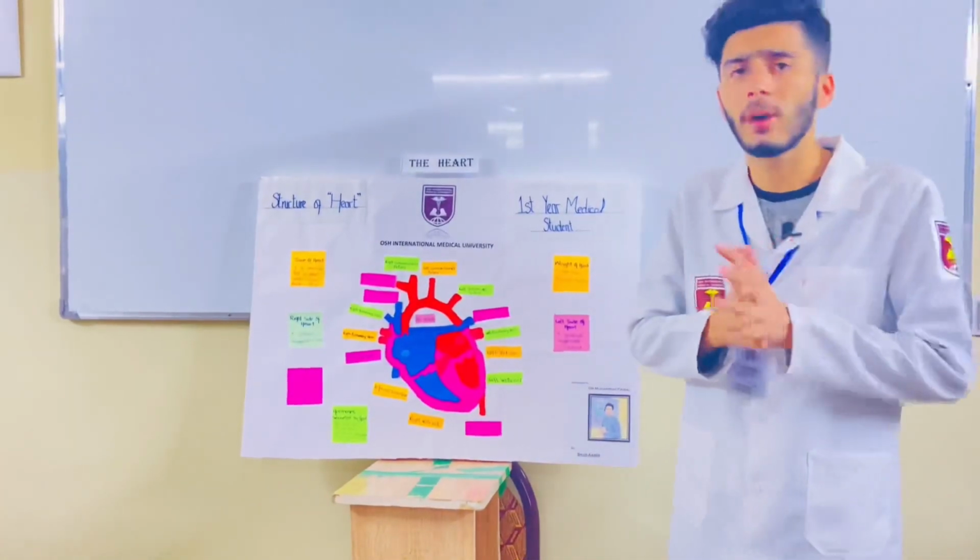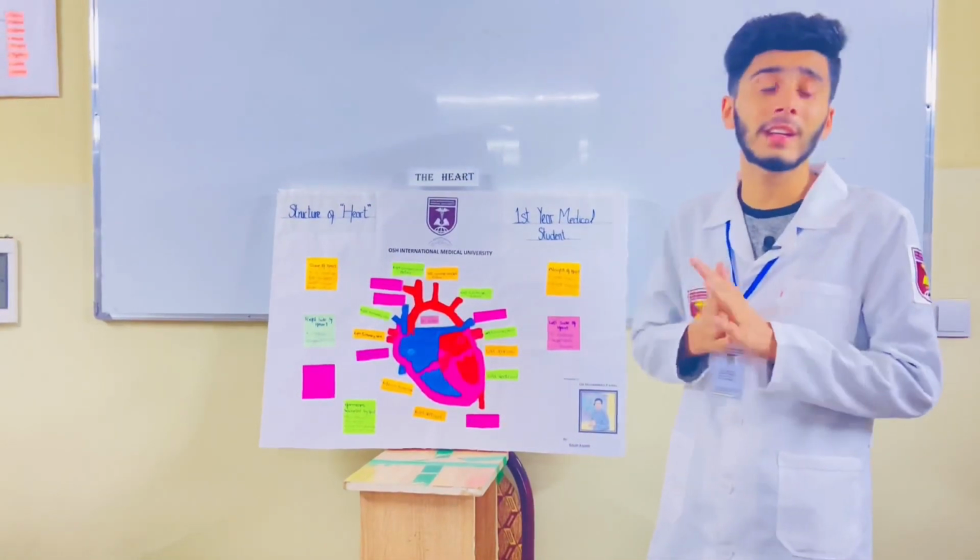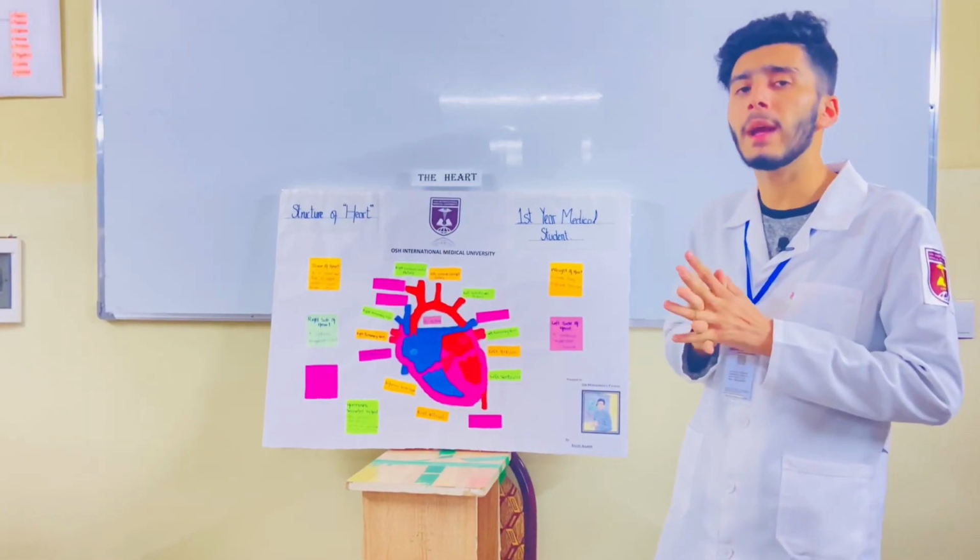And lastly, I will tell you that the heart secretes 3 types of hormones: ANP, BNP, and CNP.